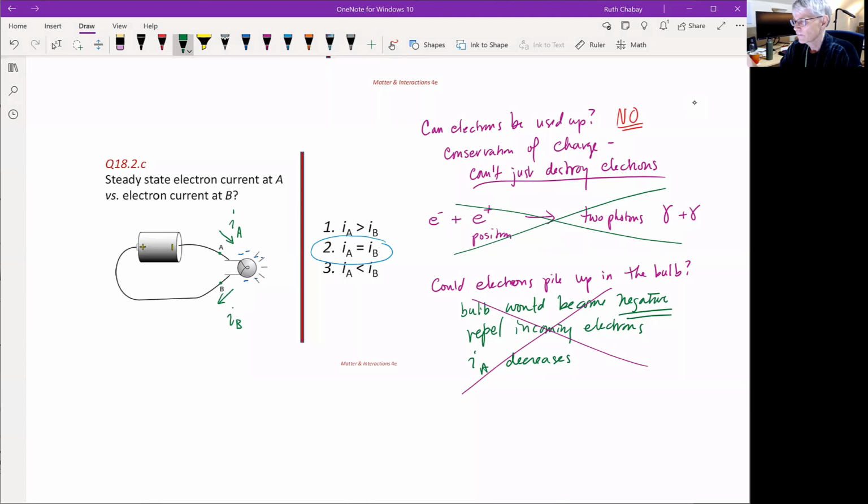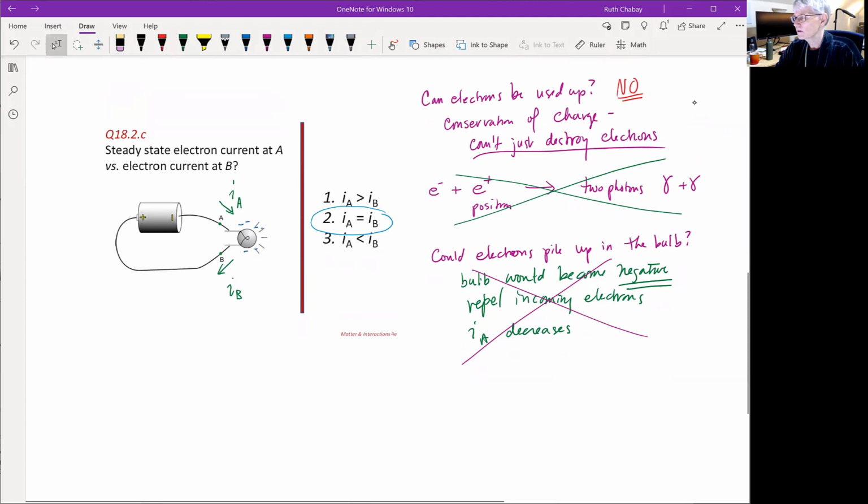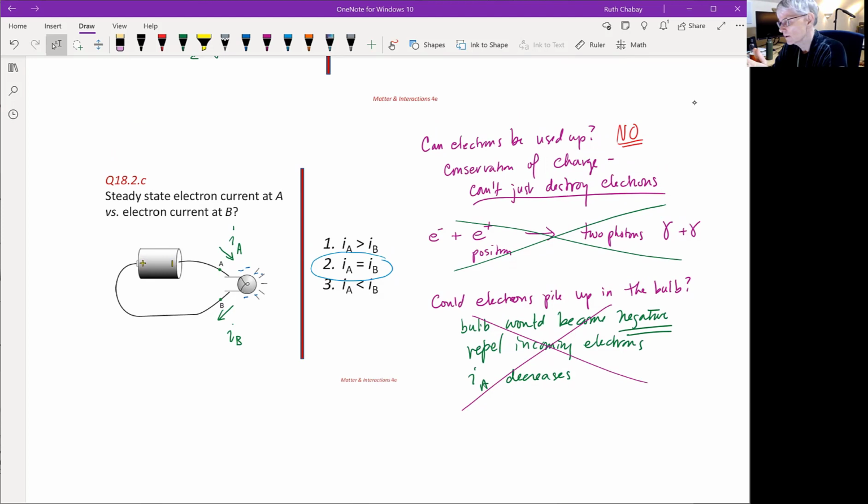Well, let's think about it. They could be moving more slowly, but if they're moving more slowly, then you have fewer electrons per second, right? So you have the same number of electrons, but if they're moving more slowly, then you're still going to have fewer electrons per second at location B.